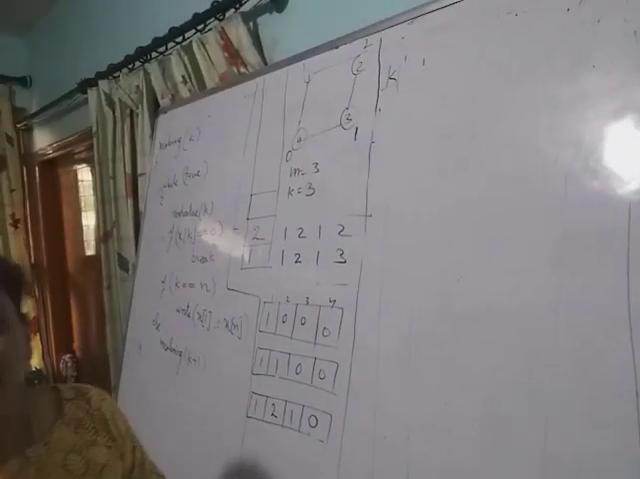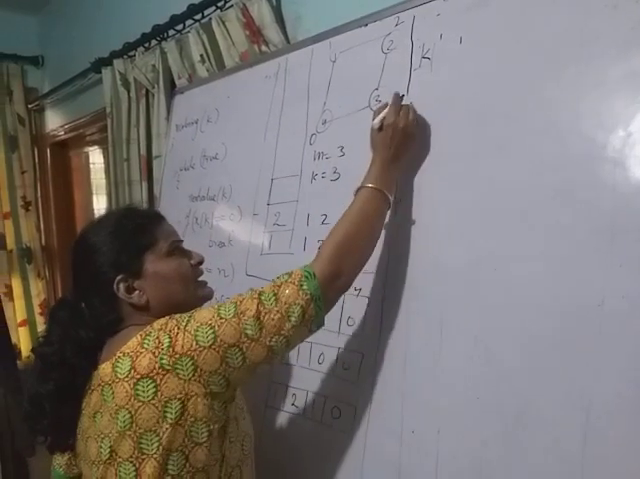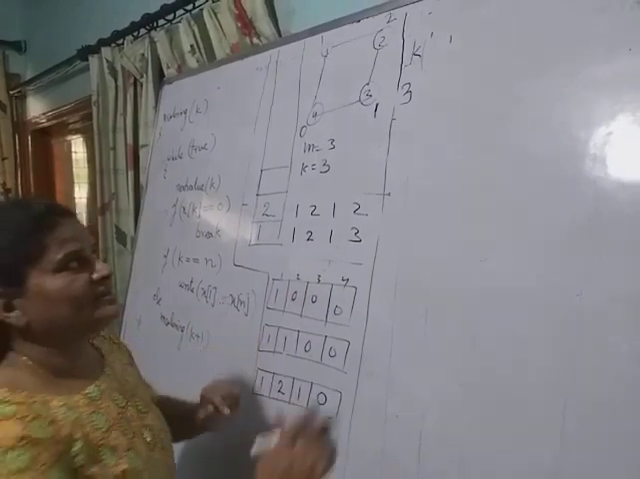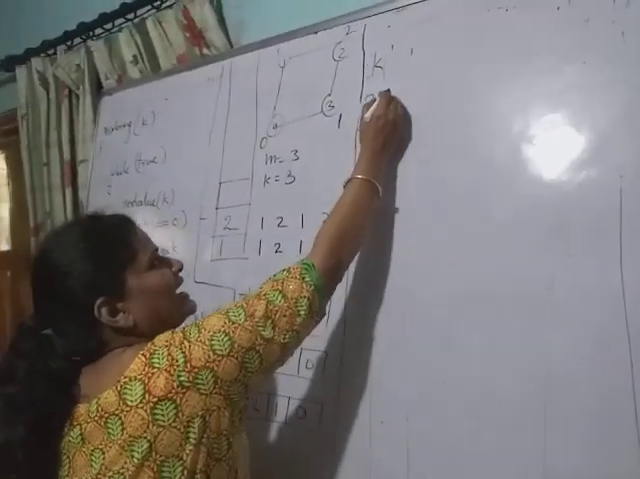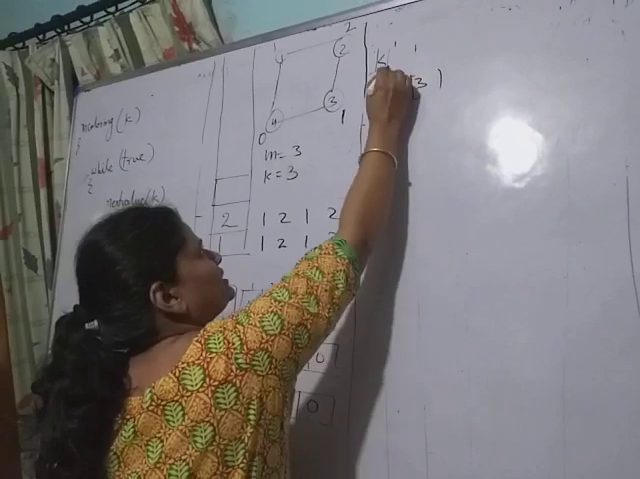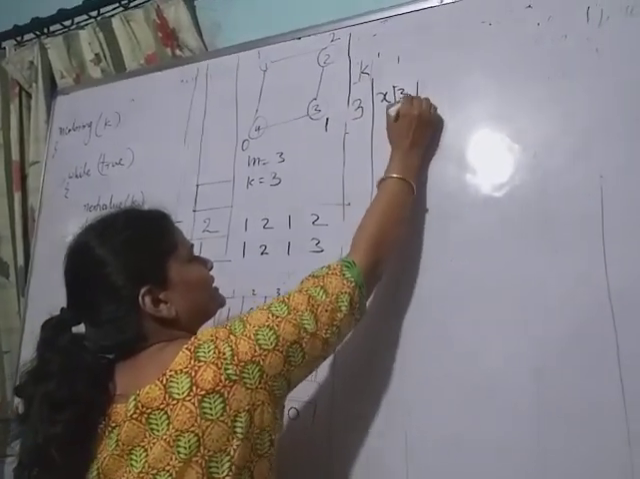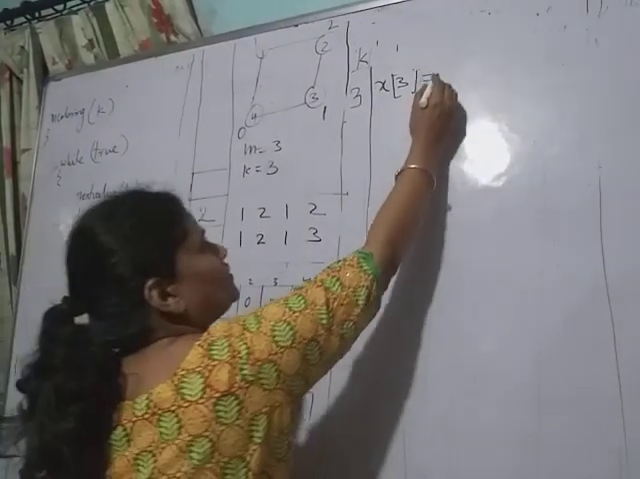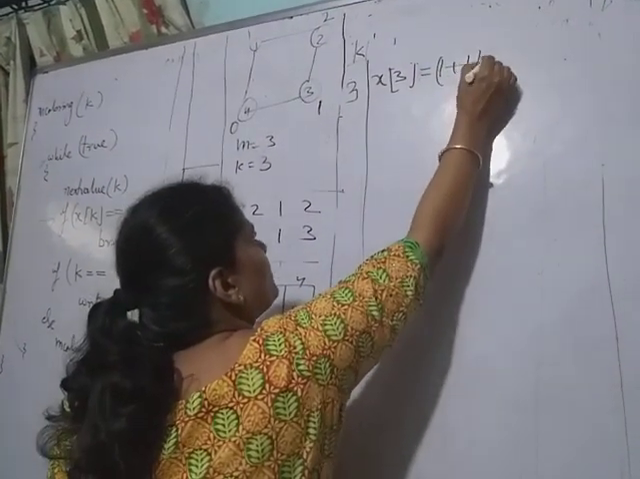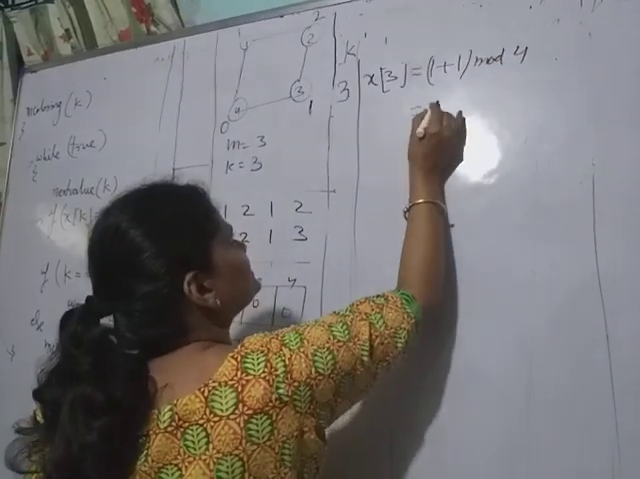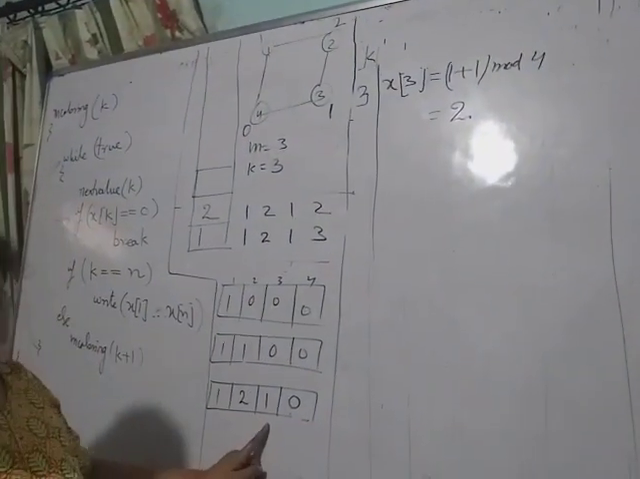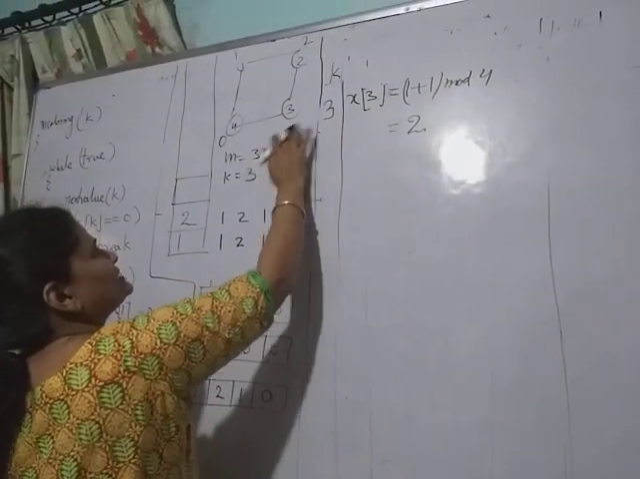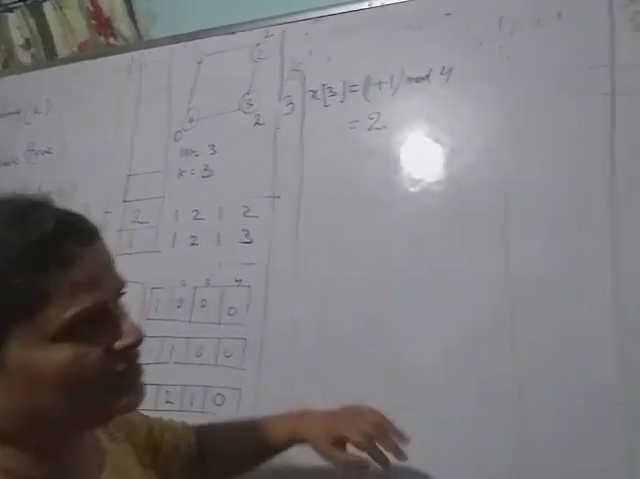all possible solutions. Okay. So now see, k equal to 3 and again while true, this expression is to be executed: x3 equal to (x3 plus 1) mod 4. Now at this time x3 is 1. So 1 plus 1 mod 4 will give the value 2. Okay. Now check whether this is feasible or not. So here it is giving the value 2. Now check it.